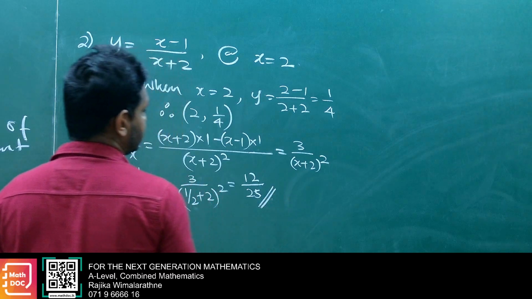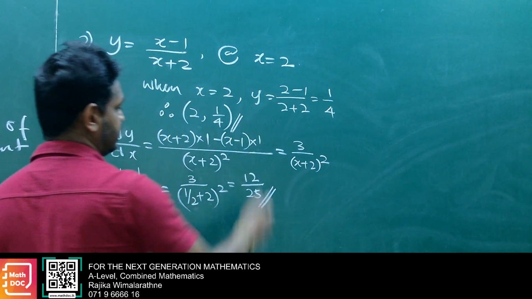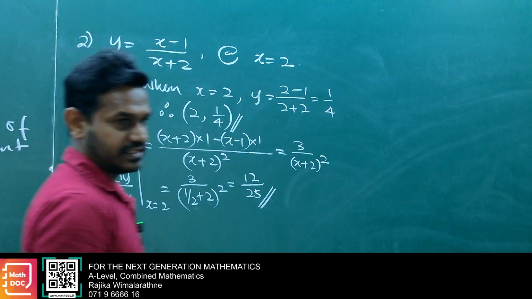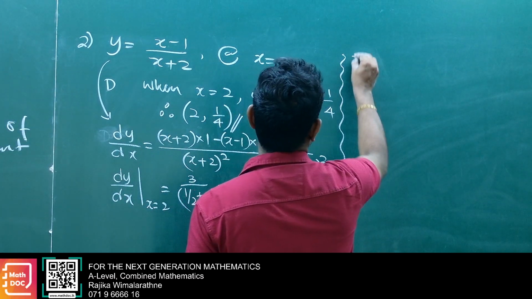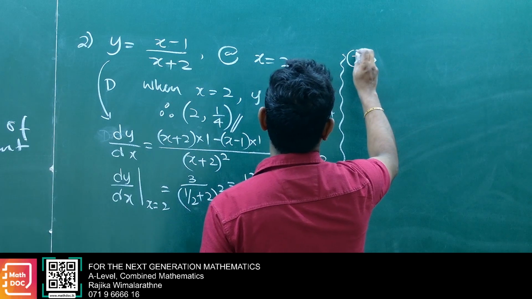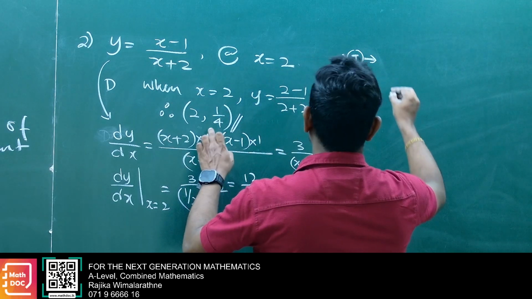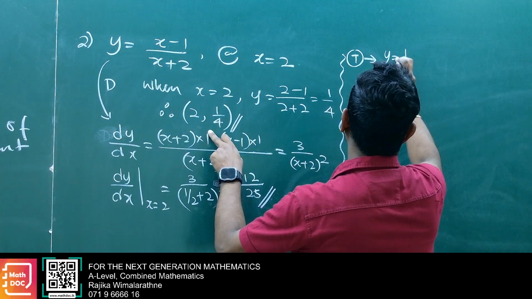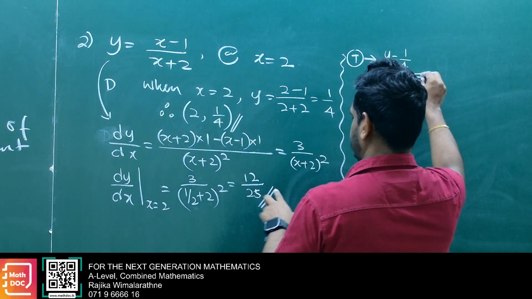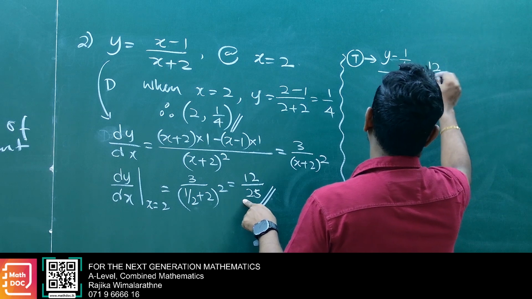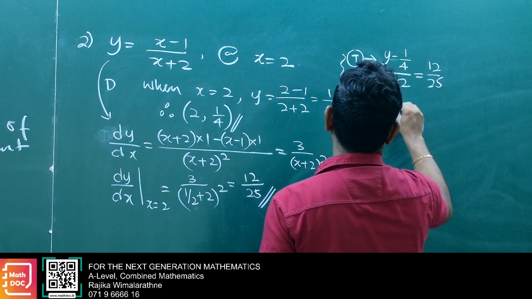Here is the gradient of the tangent. Here the point. Therefore you can write the tangent, no? Therefore tangent equation: y minus 1/4, x minus 2 equals 12 over 25. And you simplify and get the solution.